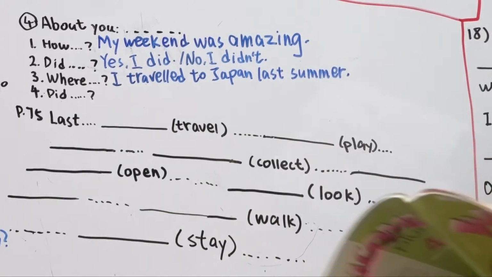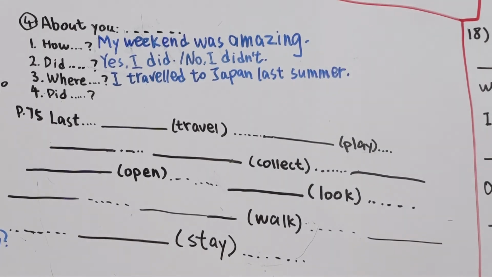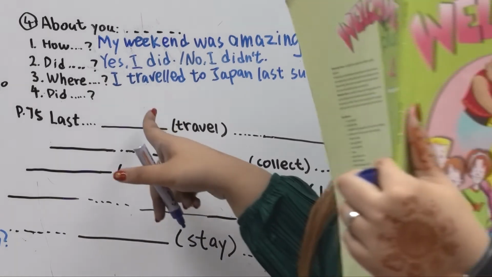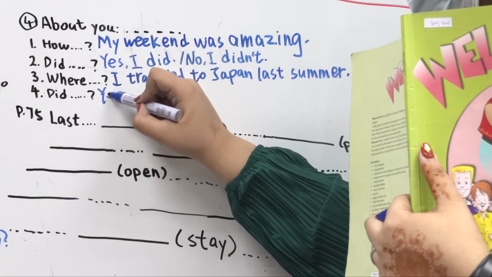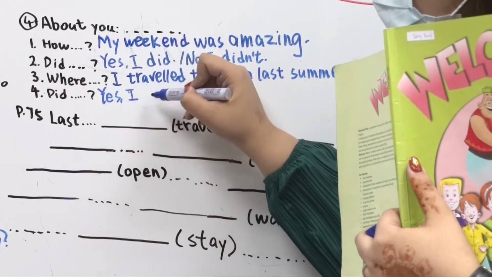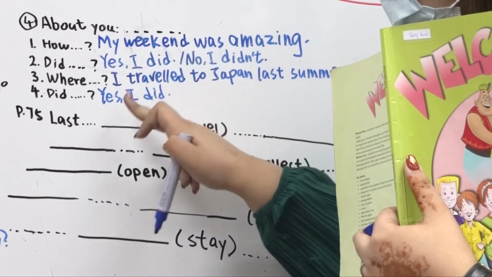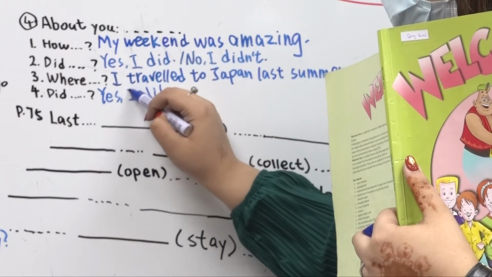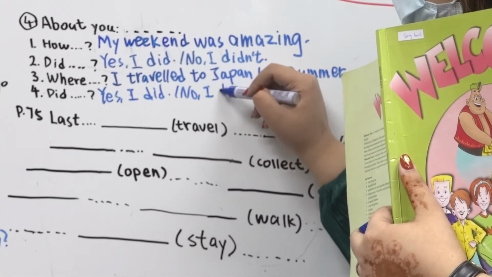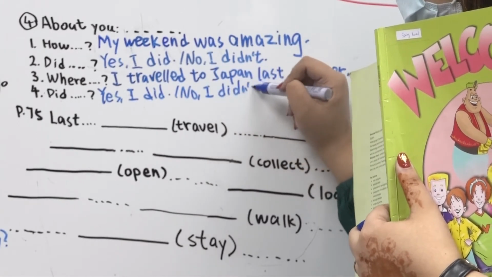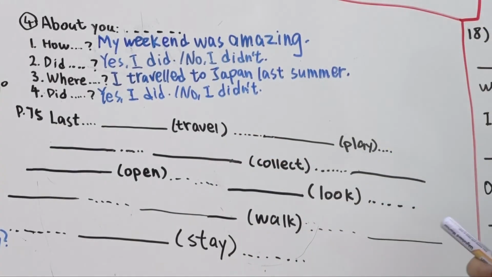And then 4. Did you play all day? So this one is basically asking you about, yes, did you play all day? If you did, you would say yes, I did. If you didn't, you would say no, I didn't. Simple as that. Check your answers. If you are done, then let's move on.